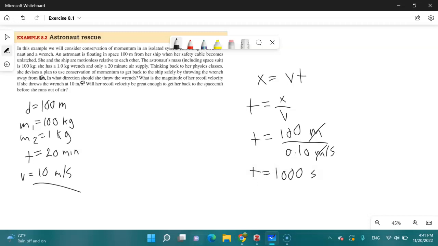And this doesn't really clarify because we know that she has a 20-minute air supply. So let's convert this to minutes. 60 seconds, 1 minute, and she has 60 minutes. So she does make it to the spaceship before her air supply runs out, and she has an extra 4 minutes.